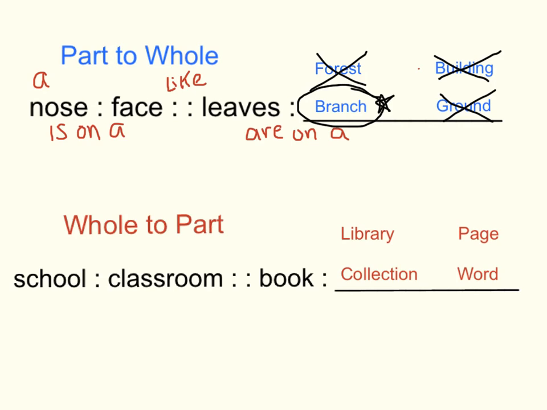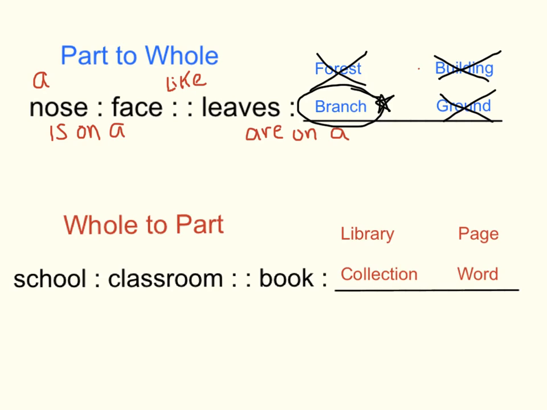Now this first one was part to whole. A nose is part of a face. Leaves are part of a branch. This one is whole to part. So we are going from a school, which is much bigger, to its part, which is a classroom. A classroom is part of a school.